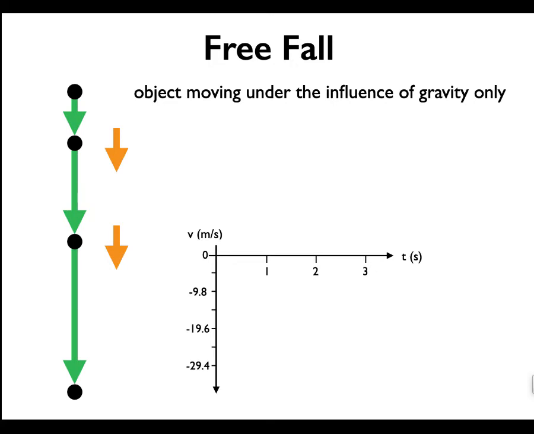So we have a constant acceleration, and we can plot this. And why does it look like this? What's the slope going to be? Negative, right? So here's our velocity versus time graph. What do you think the slope of this graph is?